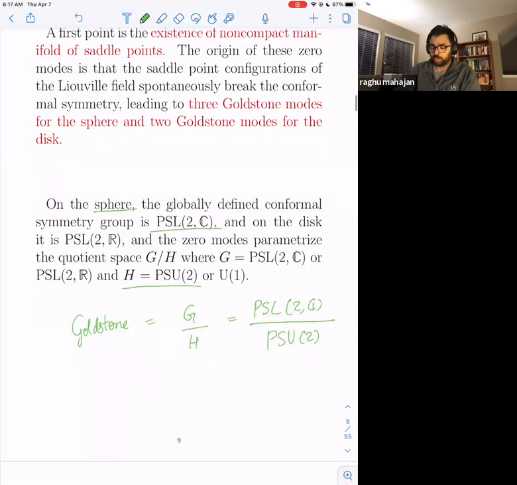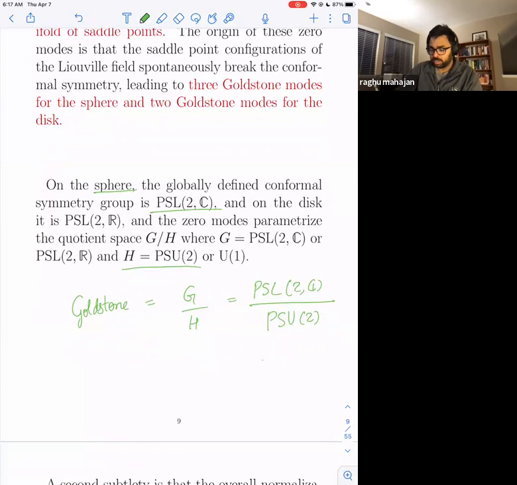The situation is exactly the same for the disk, where the symmetry group is PSL2R, and a U1 subgroup leaves the saddle points invariant. So the coset manifold is a two-dimensional non-compact manifold, and its volume gets canceled by the saddle point manifold.